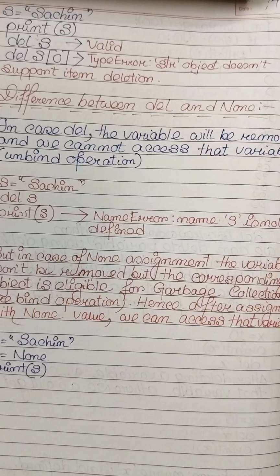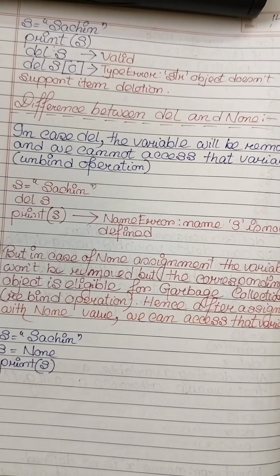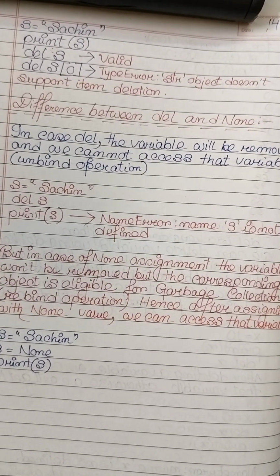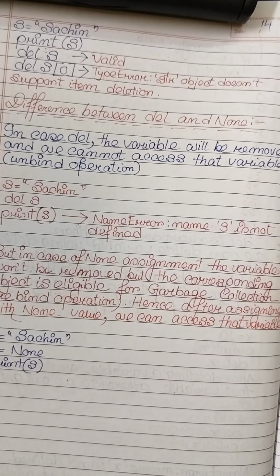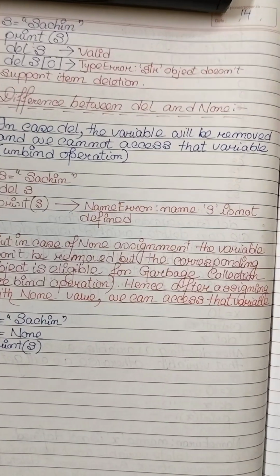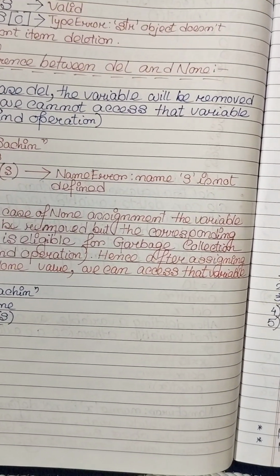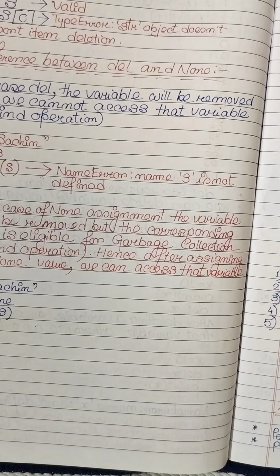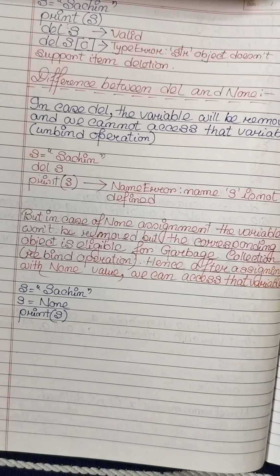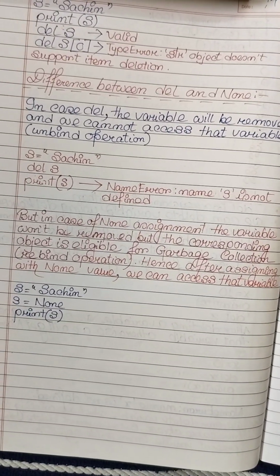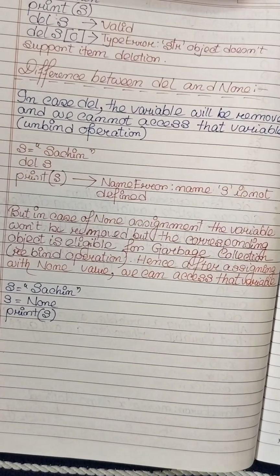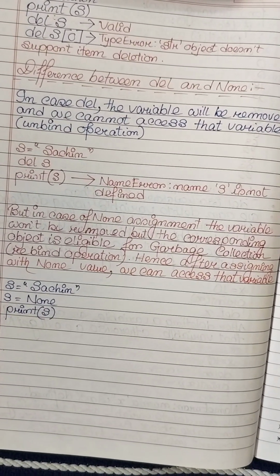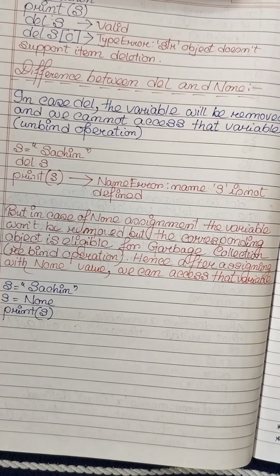So now our next topic is the difference between deletion and none. In case of delete, the variable will be removed and we cannot access that variable. This is called an unbind operation.